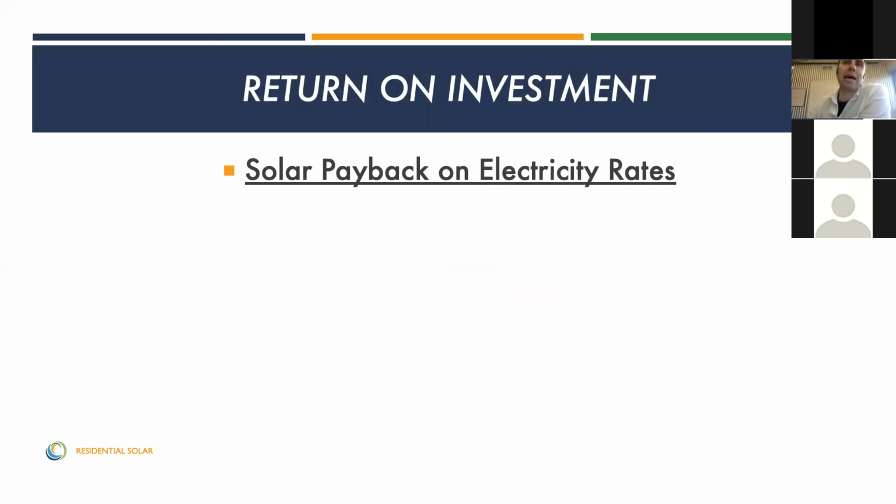And by doing that, we can calculate pretty easily, at least a ballpark figure, our return on investment. If we are an MG&E customer, which I assume most of us are, at $1,000 per year, it will take us approximately 10 years to pay off the solar system. It'll start essentially making us money after that point.